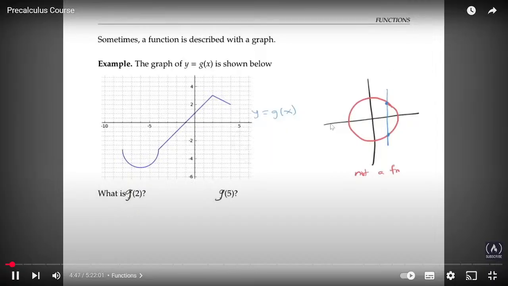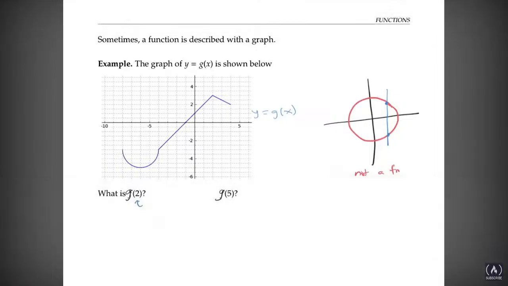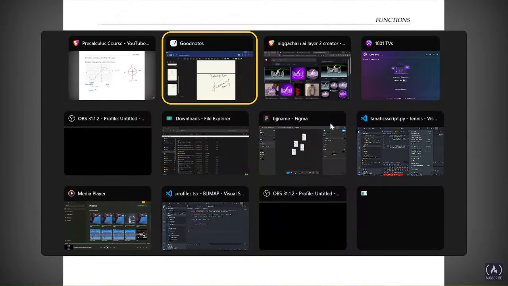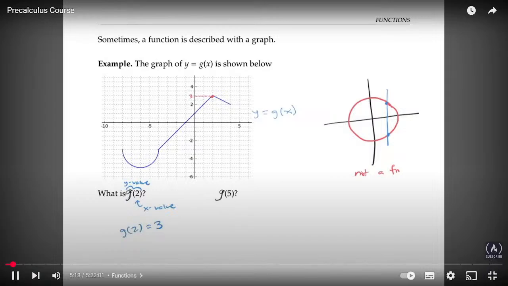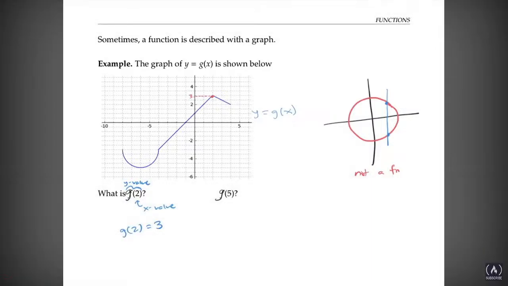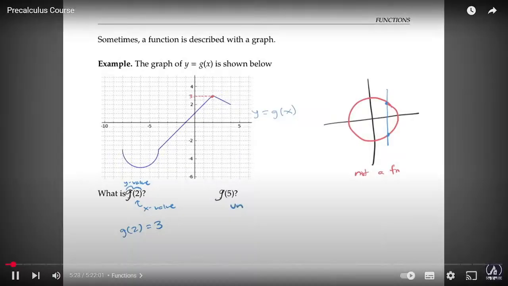Note that 2 is an x value. And we'll use the graph to find the corresponding y value. So I look for 2 on the x-axis and find the point on the graph that has that x value. It's right here. Now I can look at the y value of that point. It's like 3, and therefore g of 2 is equal to 3. If I try to do the same thing to evaluate g of 5, I run into trouble. 5 is an x value. I look for it on the x-axis, but there's no point on the graph. So it's undefined for that function.